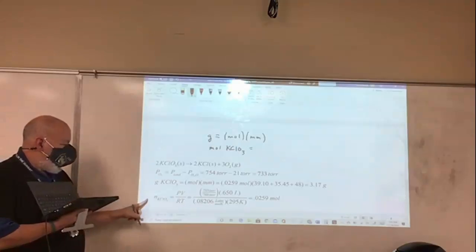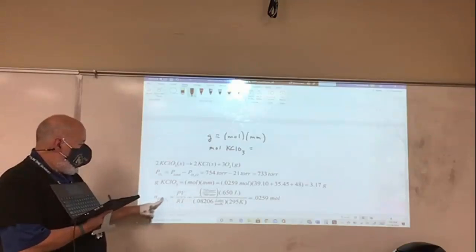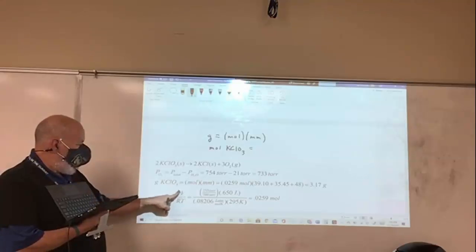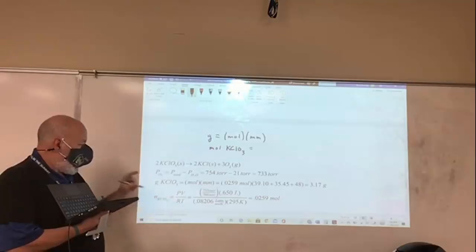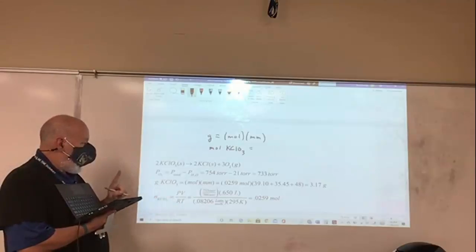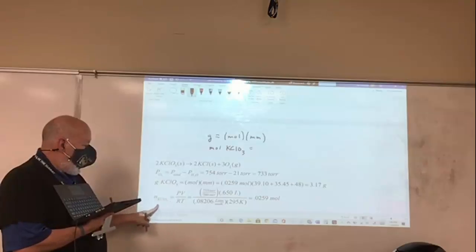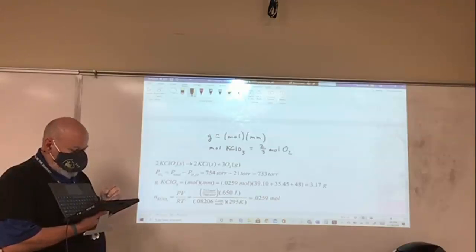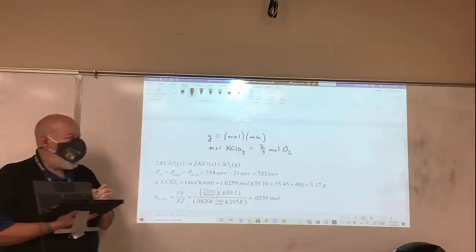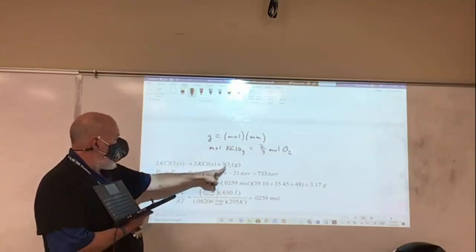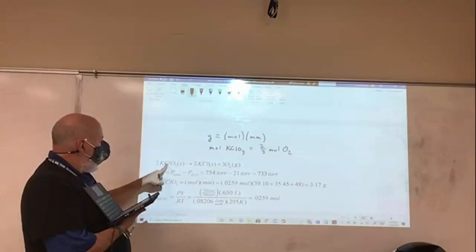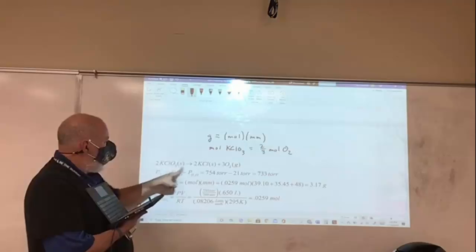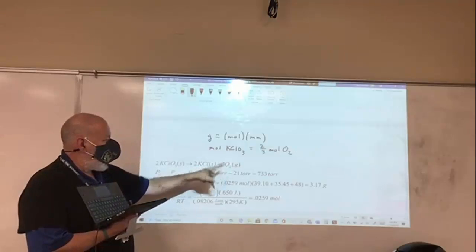And what I did was I just said the number of moles of KClO3 is going to equal PV over RT, which is not right. I left out something. I left out the fact that this is 2/3 times the moles of O2. Okay? I forgot to look at my equation and say, oh, I need to say that this number of moles is 2/3 of this number of moles.